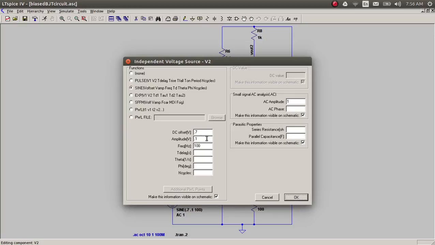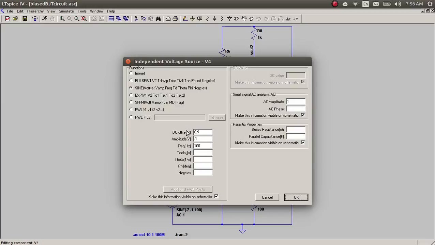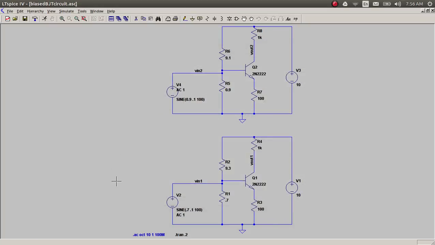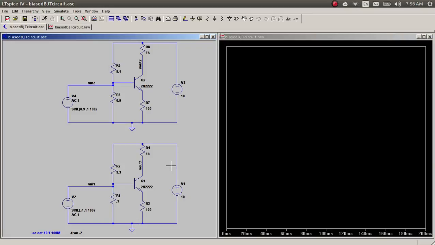This is the amplitude, 100 millivolts, 0.1 volts, and 100 hertz. And in this case, 0.9 volt bias, the same 100 millivolt, 0.1 volt amplitude, and 100 hertz. So if I run a transient simulation, the first thing we would look at is what is the voltage here.